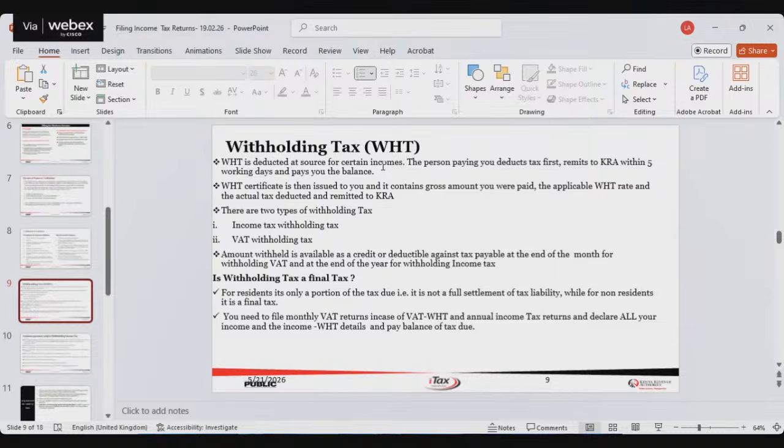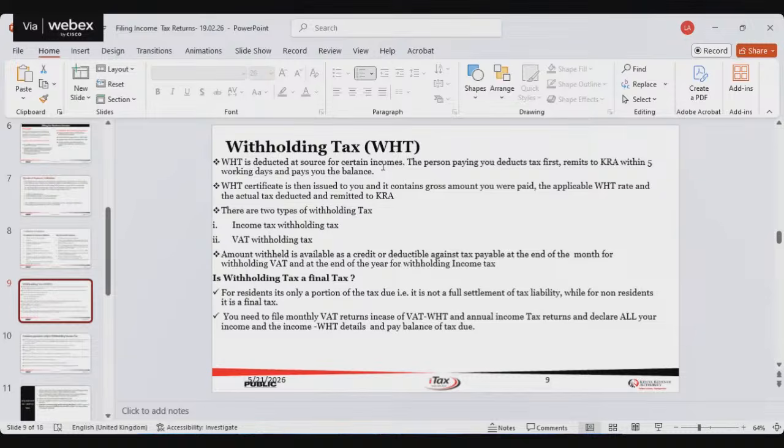So what will the person receive? The person from whom you have withheld an applicable amount of taxes will receive a withholding certificate, which will be sent to their email, and the same will also be visible in their iTax profile. So there are 3 types of withholding taxes that are applicable. The first one is income tax withholding, which applies to anybody.